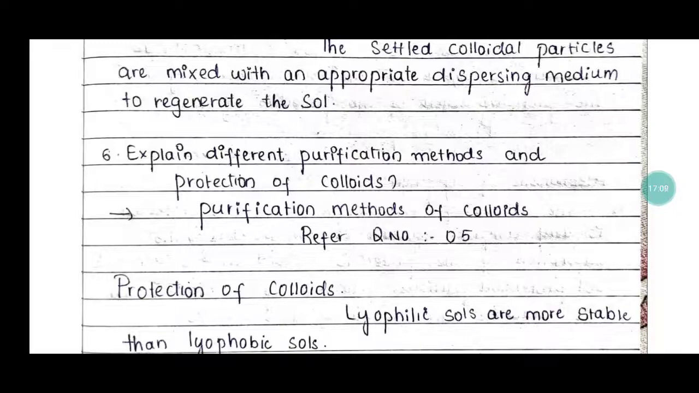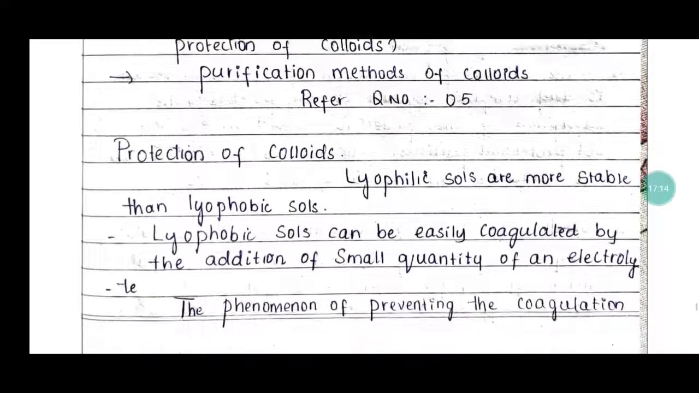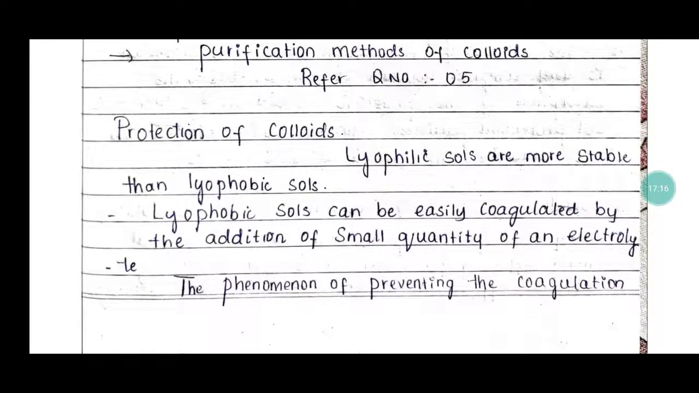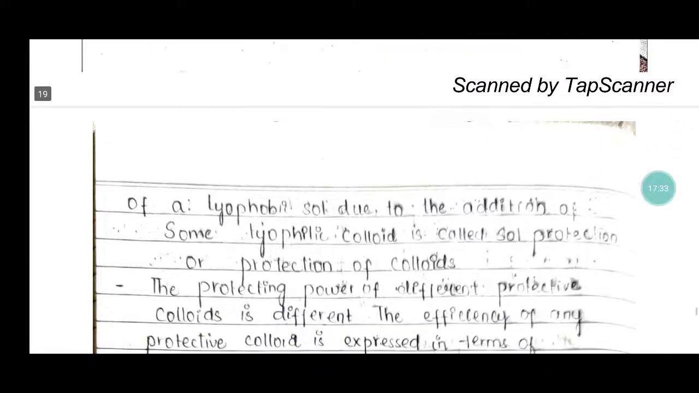Question number 6: explain different purification methods and protection of colloids. For the purification methods of colloids, refer to question number 5. I'll start with protection of colloids. The lyophilic solutions are more stable than the lyophobic solutions. The lyophobic solutions can be easily coagulated by the addition of small quantities of electrolytes. This phenomenon of preventing the coagulation of a lyophobic sol due to the addition of some lyophilic colloid is called sol protection or protection of the colloid.